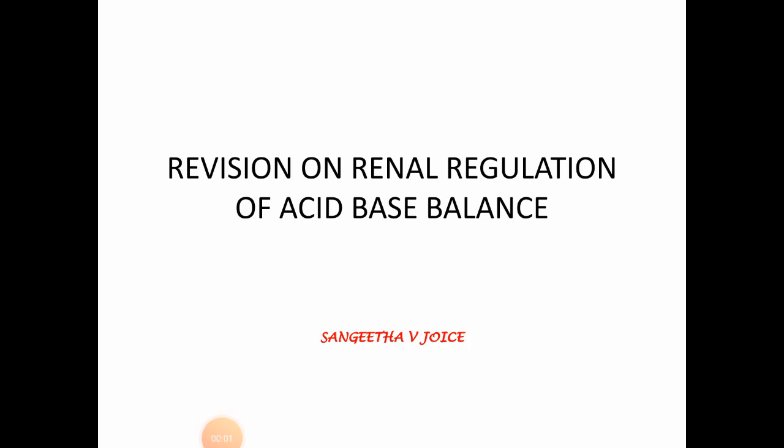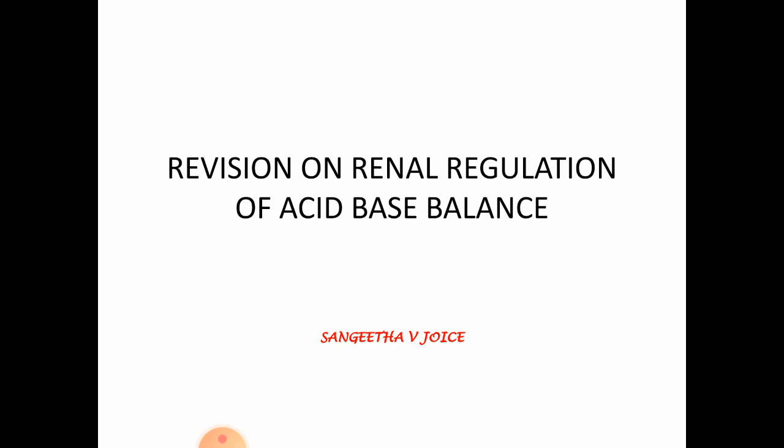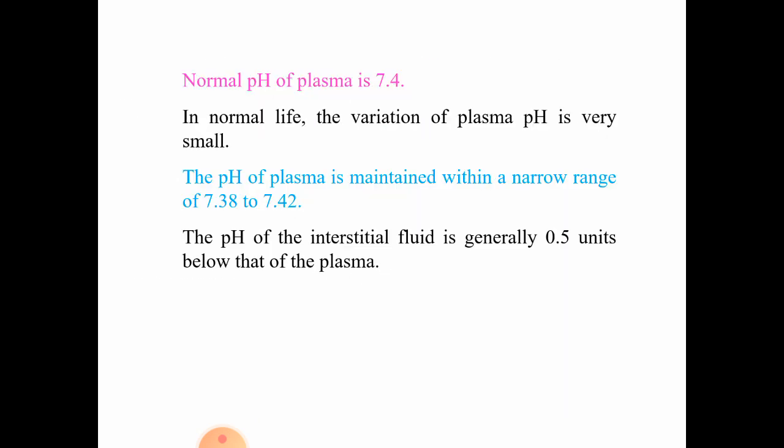So, good morning all. Let's have a revision on renal regulation of acid-base balance. We know the normal pH of plasma is 7.4. In normal life the plasma pH does not vary much, but stays in a very narrow range, that is 7.38 to 7.42.